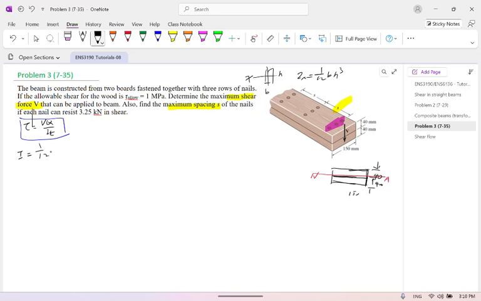So that means 1 over 12 B, which is 150 millimeters, so that's 0.15 times, remember the height here is for the whole structure, 0.08 cubed, because this H will be 40 plus 40. So from here we can work out it's 6.40 times 10 to the negative 6 meter to the power 4.